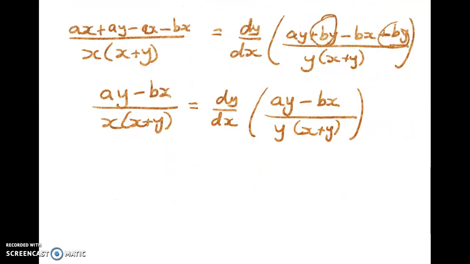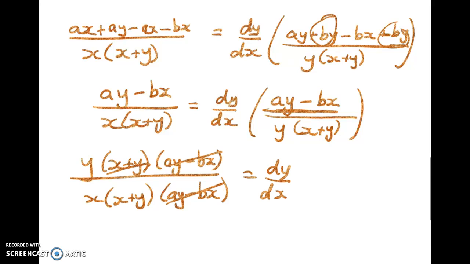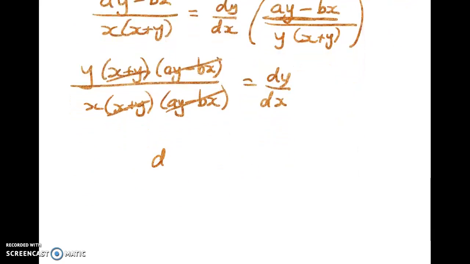Cross multiplying, I get y times x plus y times ay minus bx over x times x plus y divided by this. So look at that, we're just about done. And now we get to simplify, boom, boom, like that, and we're left with dy by dx is equal to y over x.